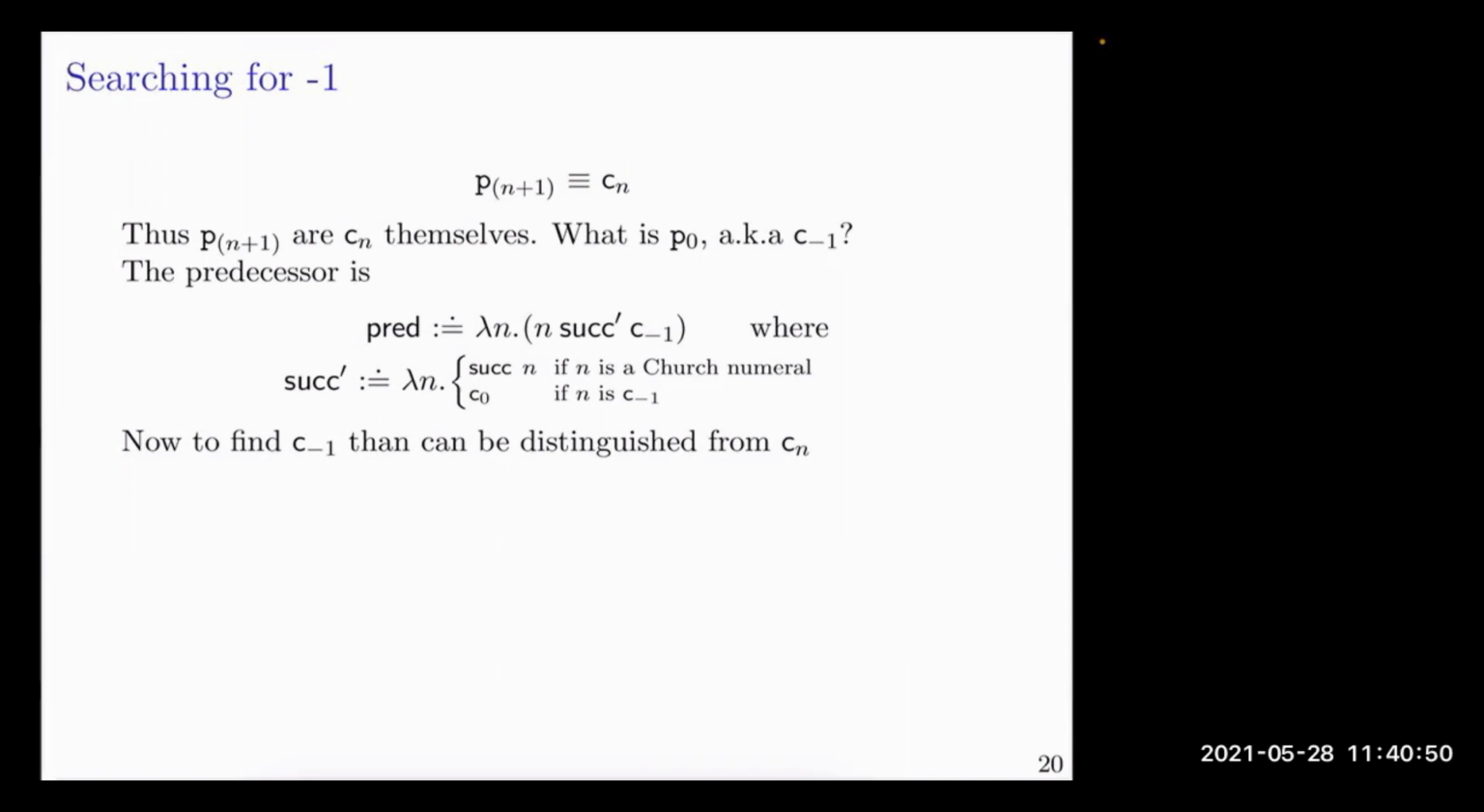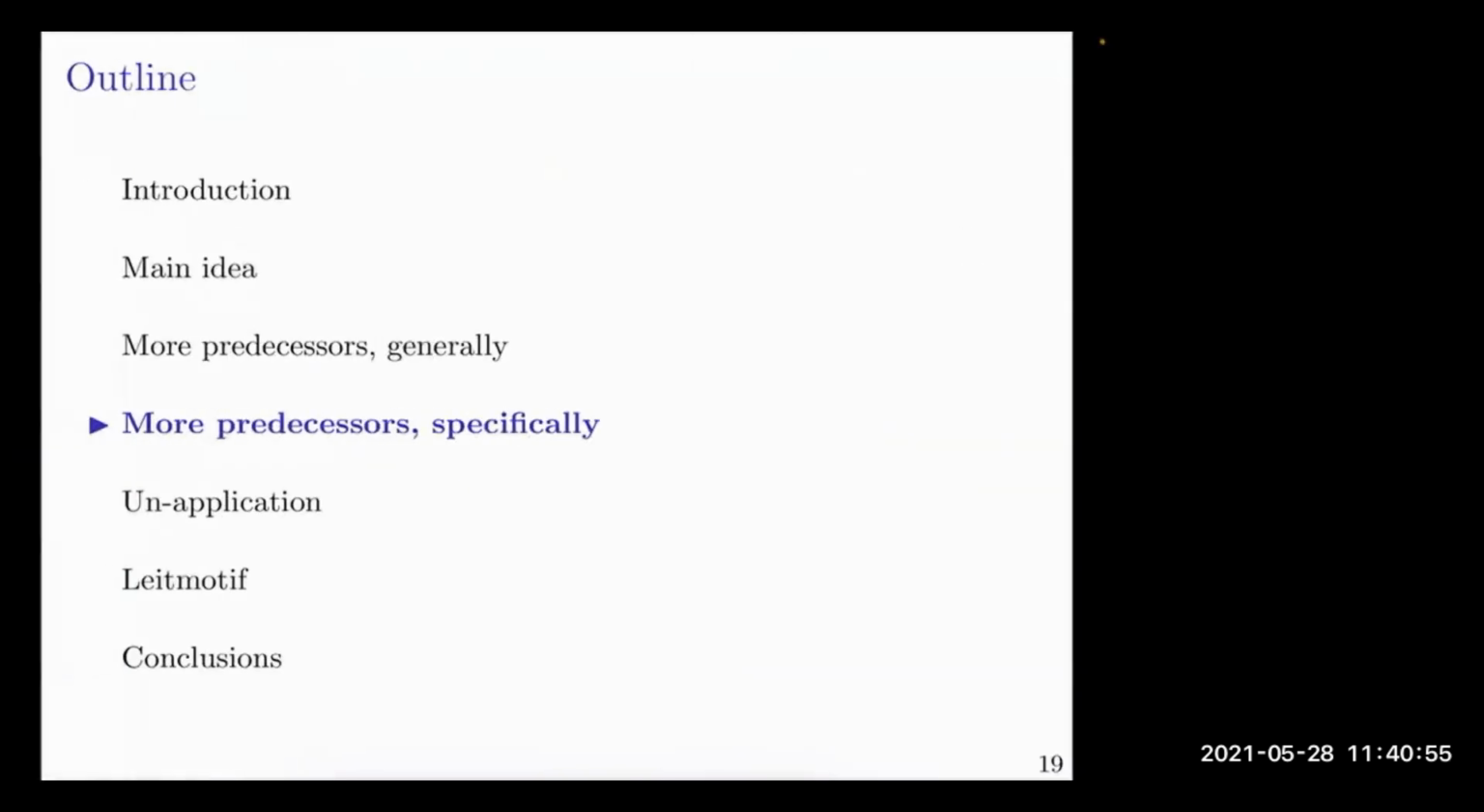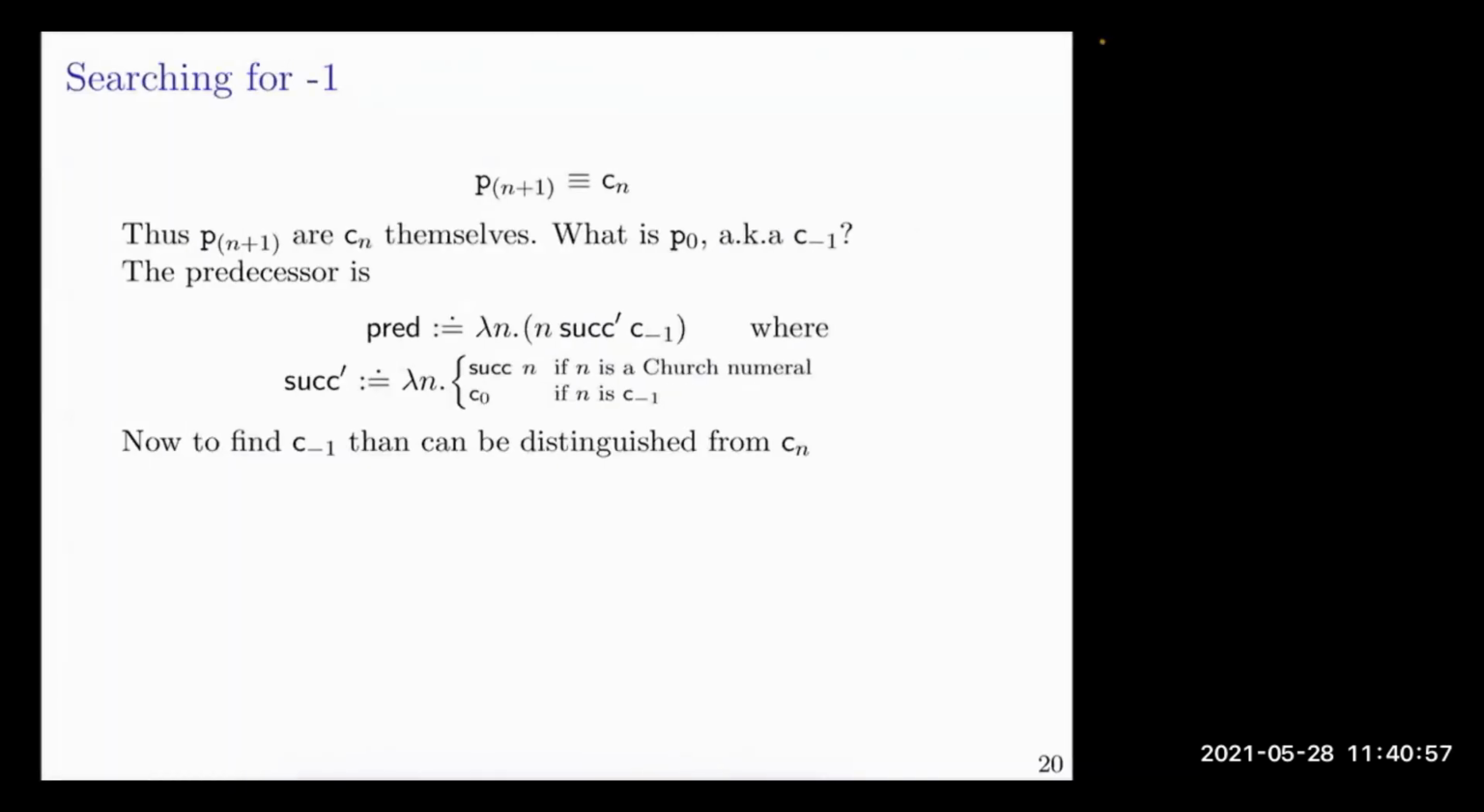Now we are going to talk about specific methods. So this was a general method, and an optimization would be another general method, but in the middle we look for specific methods that work for Church numerals but don't easily generalize. In this method, as I said, P(n+1) is the Church numeral Cn itself. It's not just isomorphic, it's just itself.